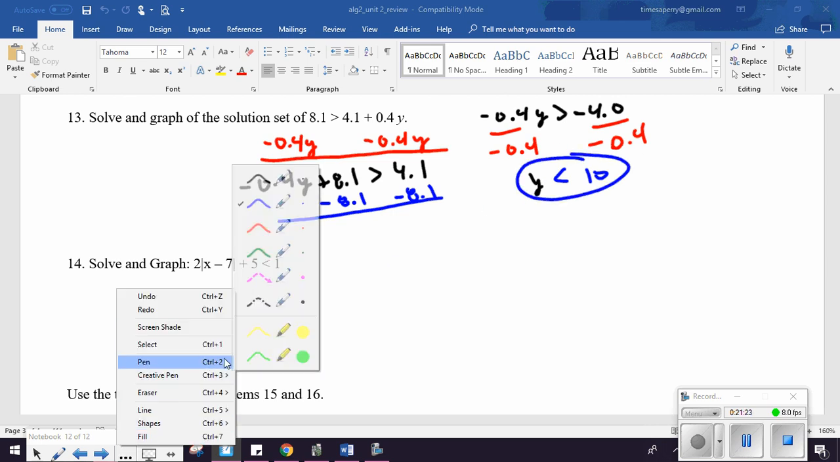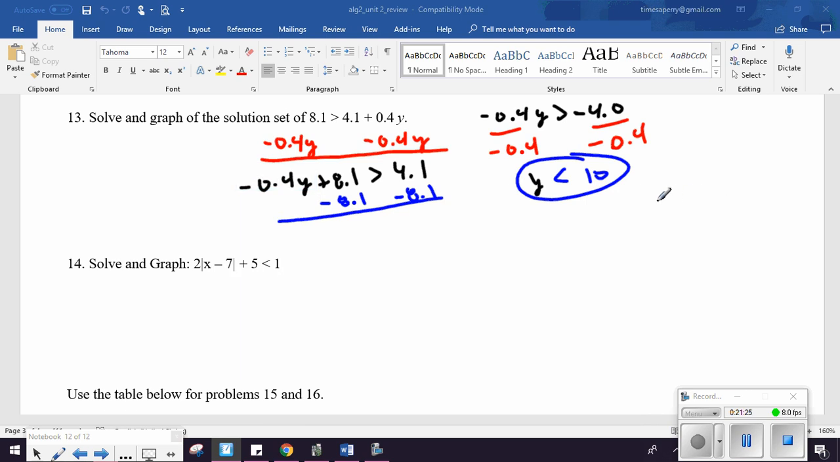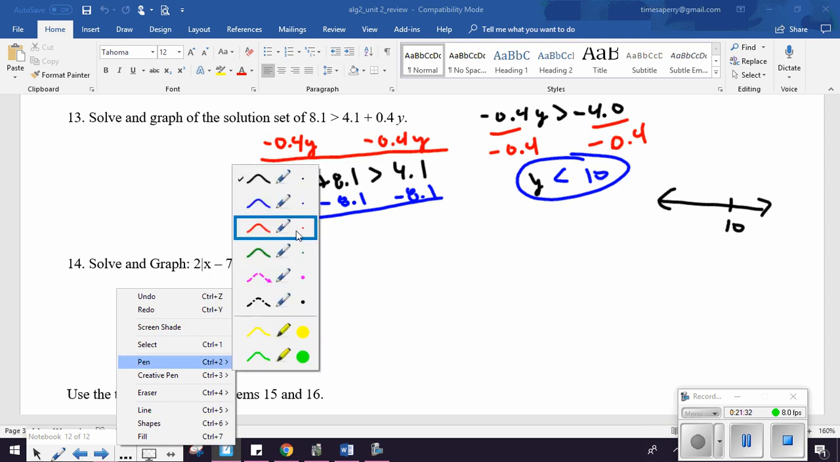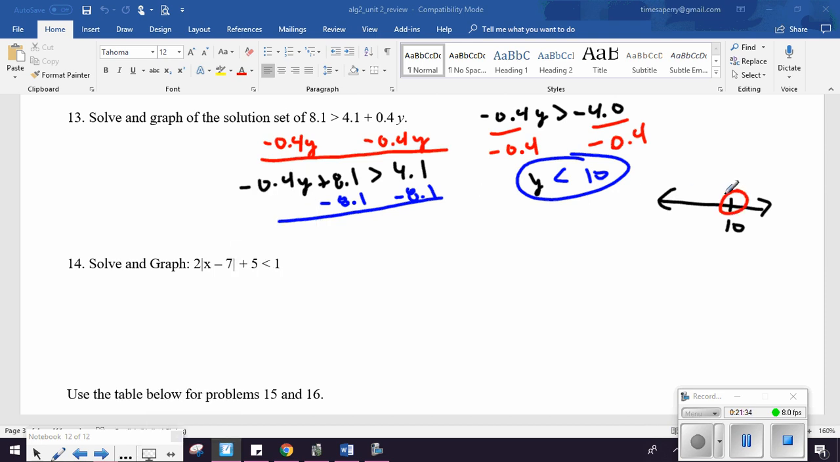On the graph, we have 10, and then we use an open dot and shade to the left.